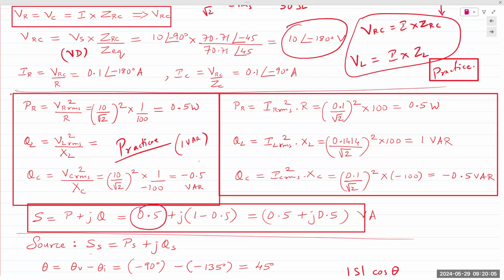So you get P plus jQ. P is 0.5. Q is QL plus QC. QC is minus 0.5. So 1 minus 0.5 gives you 0.5 VA. So it becomes 0.5 plus j0.5 VA.